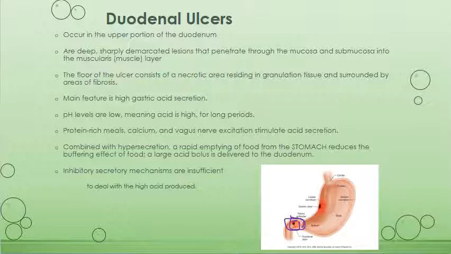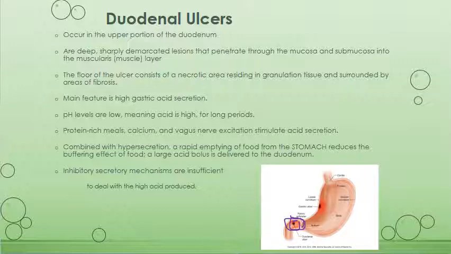Protein-rich meals, calcium, and vagus nerve excitation will stimulate acid secretion. So those are contributing factors. Combined with hypersecretion, a rapid emptying of food from the stomach reduces the buffering effect of food. So a large acid bolus is delivered to the duodenum.